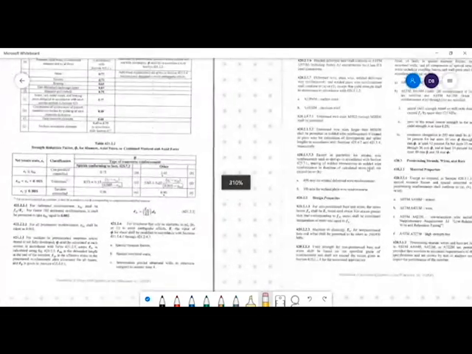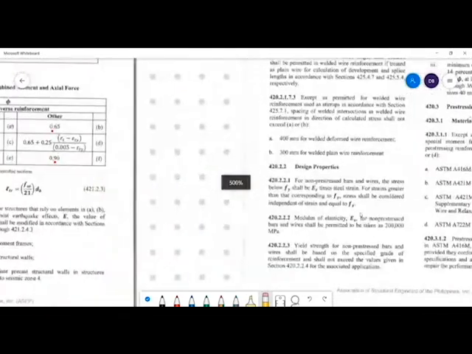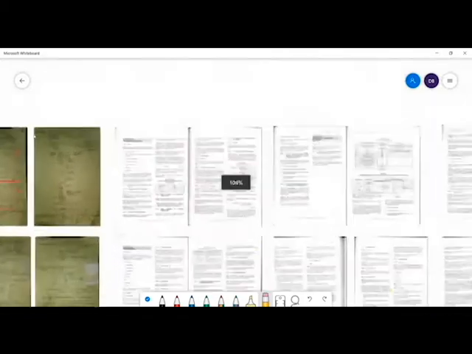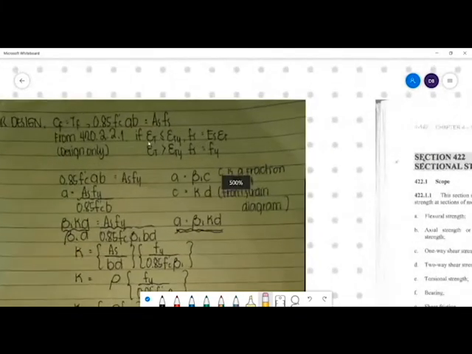From section 420, we know that, per 420.2.2.1, the stress below Fy shall be Es times steel strain, and for strains greater than the strain corresponding to Fy, stress shall be considered independent of strain and equal to Fy. So, our ideal design should be under-reinforced or tension controlled, which is greater than the strain that corresponds to yield stress.